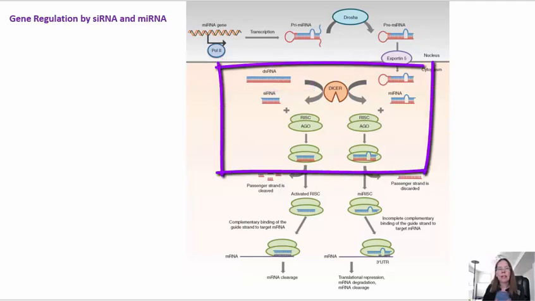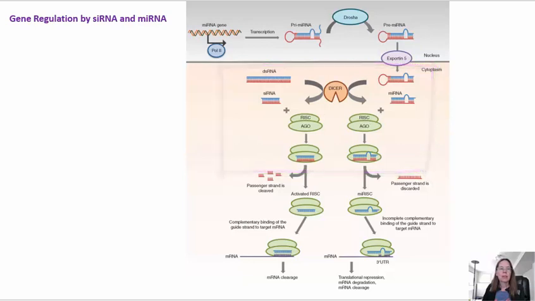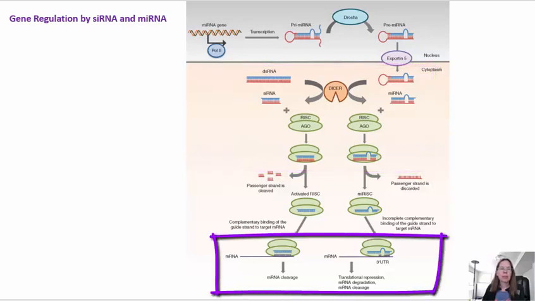Both miRNAs and siRNAs are cleaved by dicer and then associate with the RISC complex of proteins. The RISC RNA complex associates with its target mRNA, and the mRNA is either cleaved and degraded, or translation of the mRNA is inhibited.